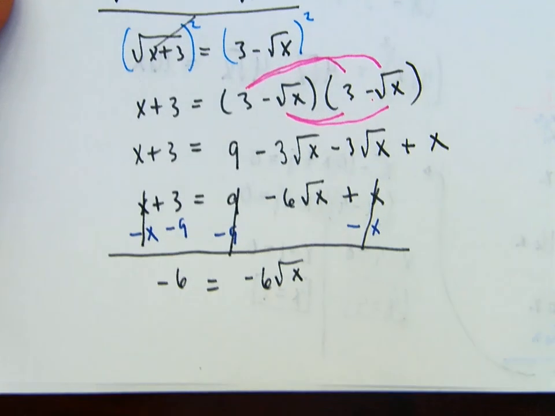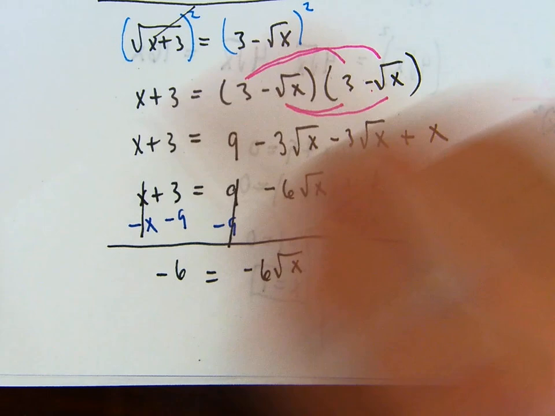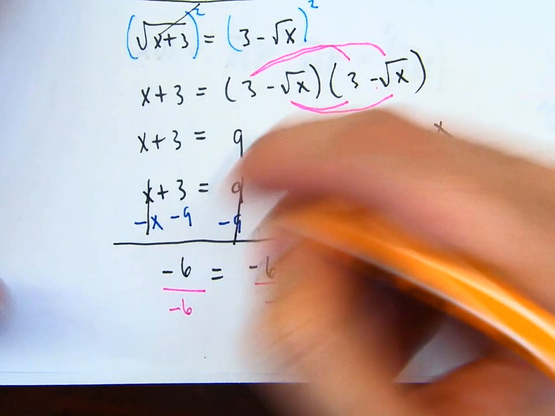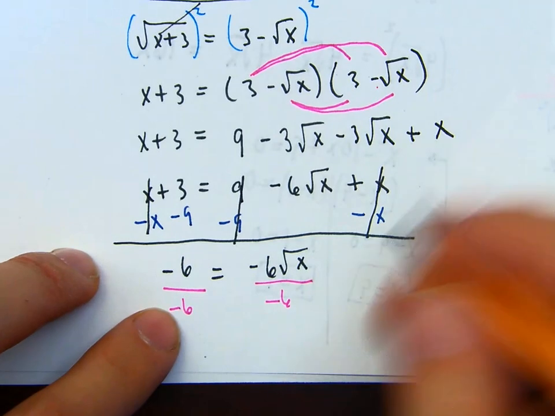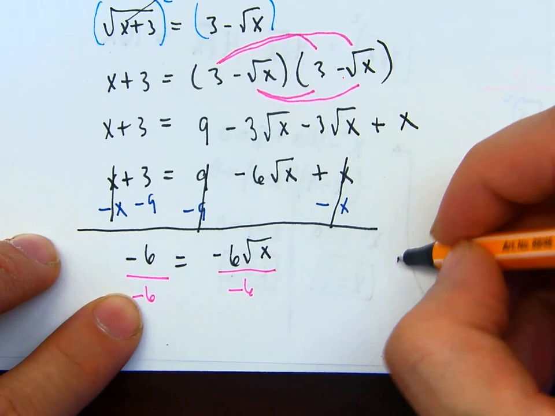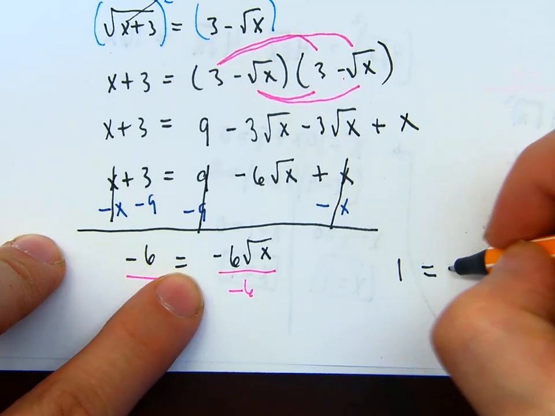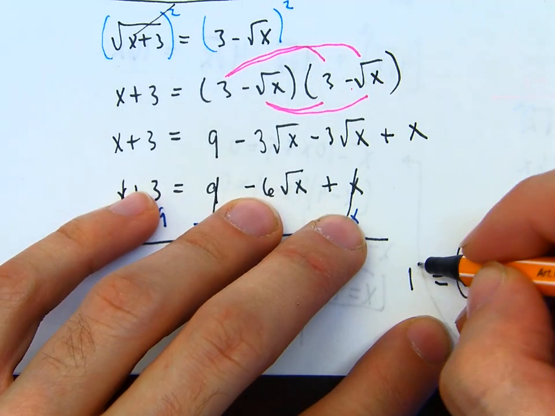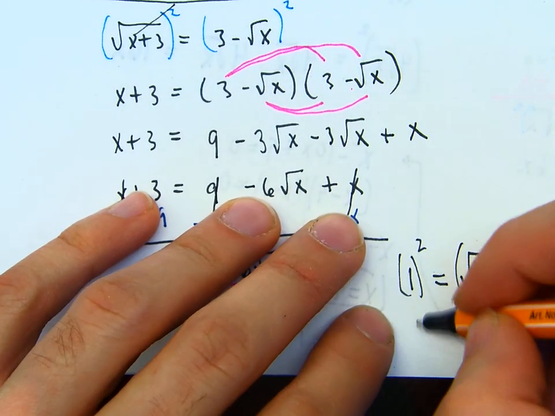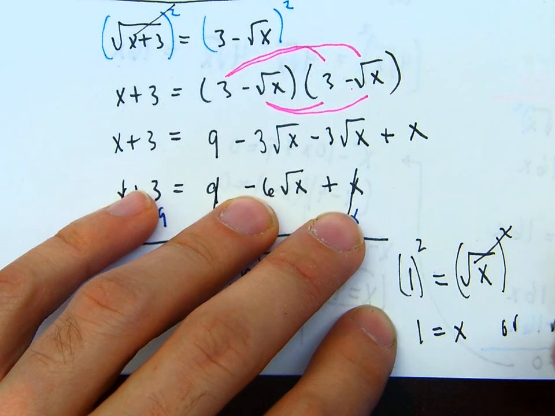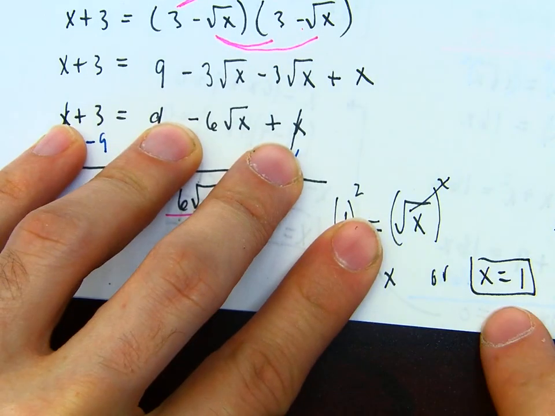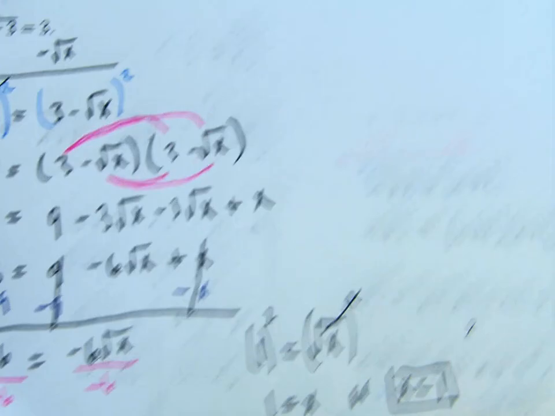Okay? And now from here, what can you do? You could divide both sides by negative 6. So now what's negative 6 divided by negative 6? This is 1 equals square root x. And then once you get to this point, square both sides, this cancels, 1 equals x. Or x equals 1. Okay? Now, let's see if it works. We got to check it. So check.